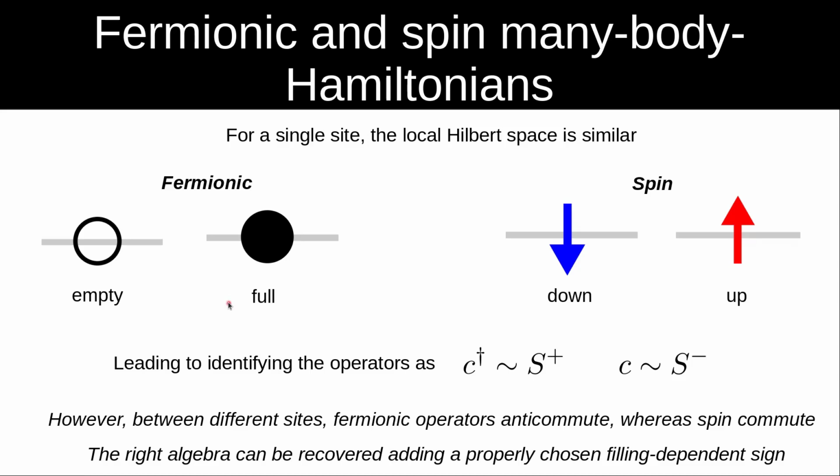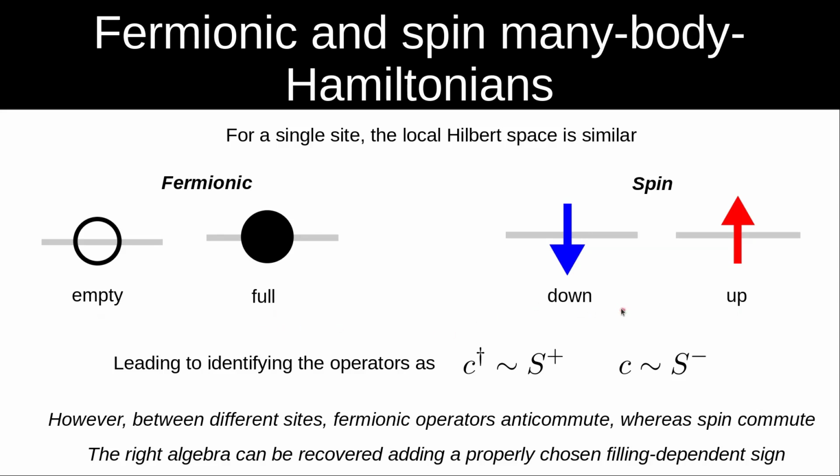If you now think about a spin model, and in particular spin model with a single site, then our local Hilbert space also has two states, has the down state and has the up state. And now you can start asking yourself, well, how are the operators, let's say, moving one state to the other state? So in the case of the fermionic model, you could go from the empty state to the full state by applying the creation operator, c†.